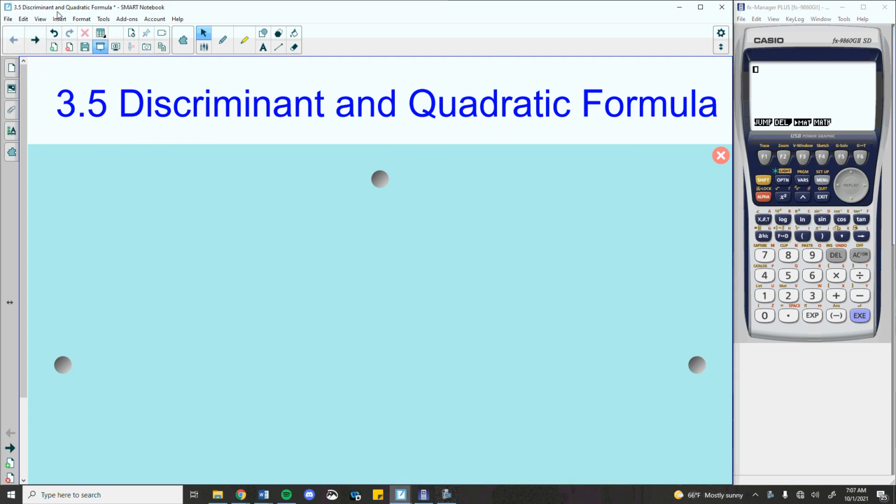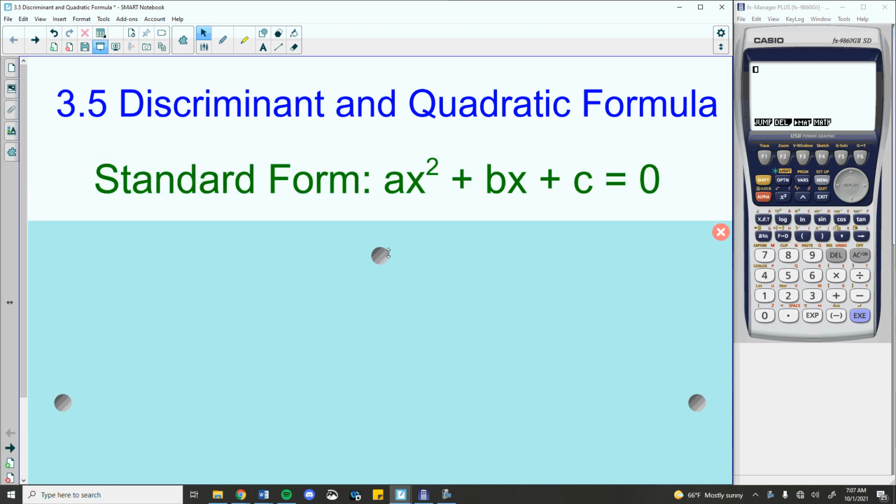In this lesson, we're going to learn about the discriminant and the quadratic formula. The first thing you need to write down is standard form. We already talked about standard form in factoring. We need everything on one side, and we need it to equal 0. So ax squared plus bx plus c equals 0 is the standard form of a quadratic.